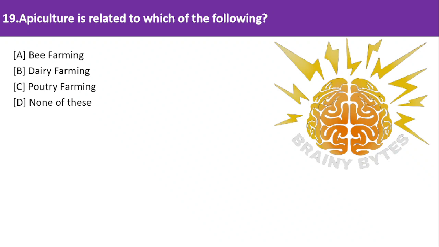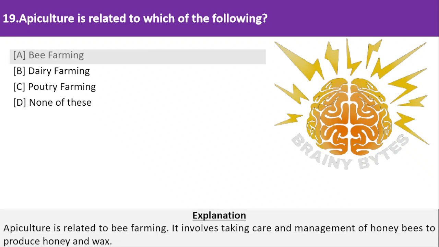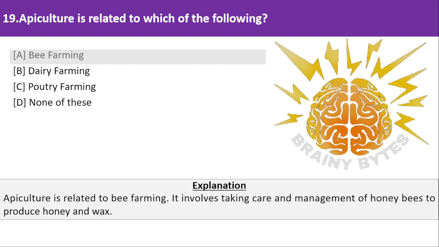Question number 19. Apiculture is related to which of the following? Options are: A. Bee farming, B. Dairy farming, C. Poultry farming, D. None of these. Correct option is bee farming. Apiculture is related to bee farming. It involves taking care and management of honeybees to produce honey and wax.